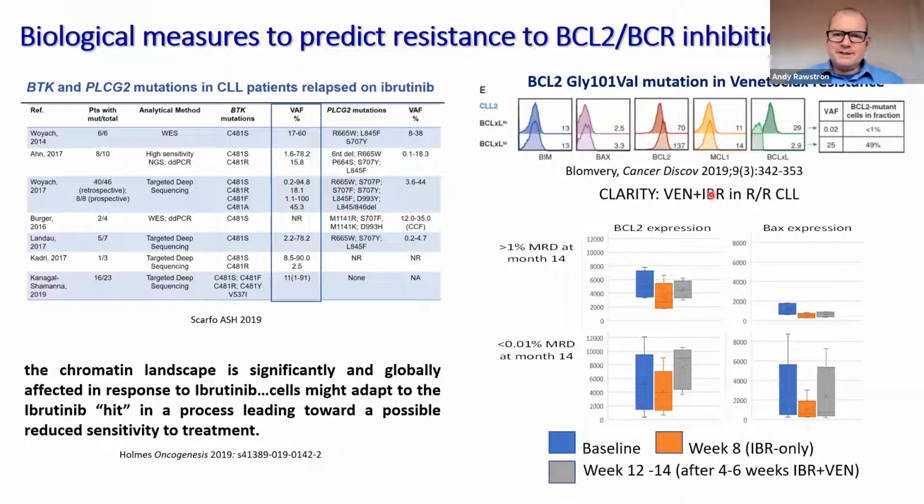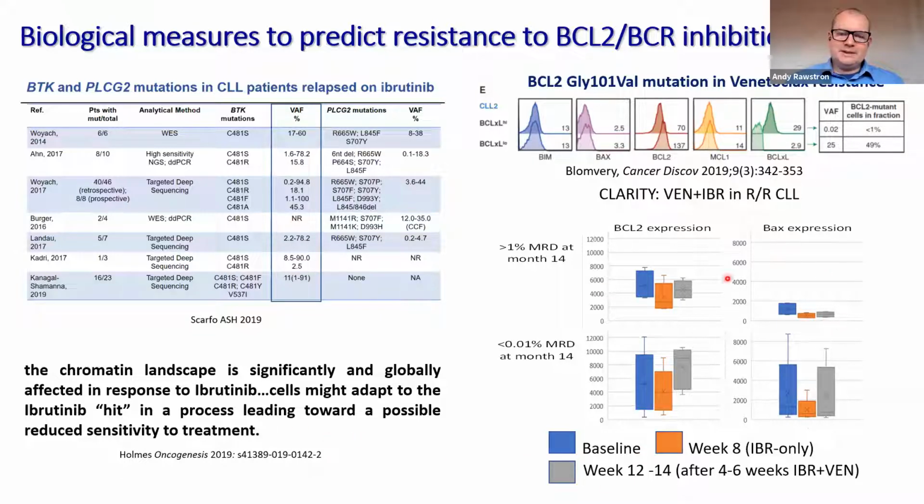This is somebody on venetoclax who's developed resistance to venetoclax, and it's an individual patient. Half of their cells have a mutation that confers resistance to venetoclax, so it's a BCL2 mutation. The other half of the cells have evolved to become resistant biologically without a mutation. They've upregulated BCL-XL. So I think what's interesting for the future is to take MRD, but also add in the biology of the disease.